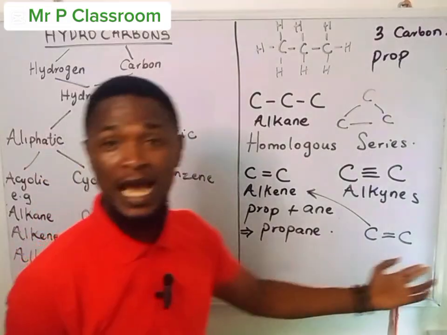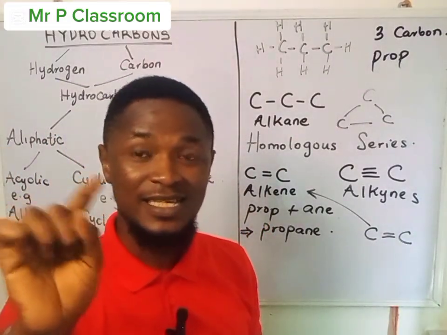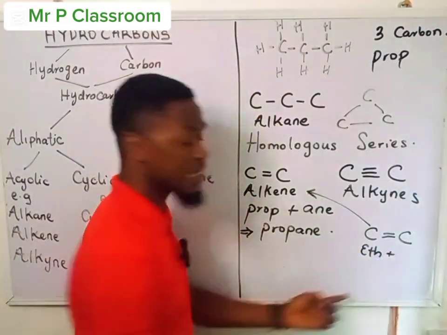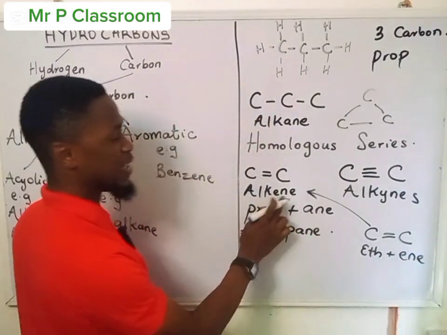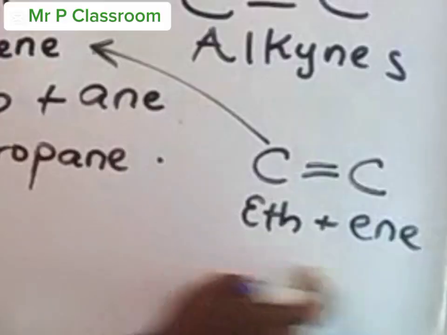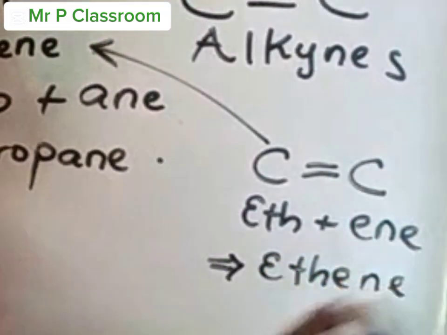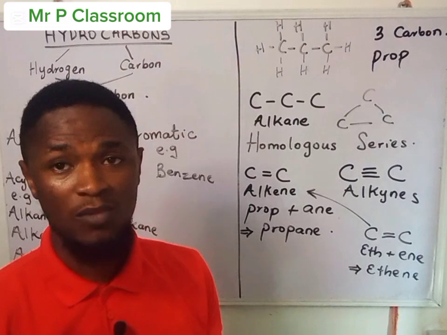Okay, but it has 2 carbons in the chain. 2 carbons is known as eth, ETH, eth. So if you mix eth with the homologous series ENE, the name will now be what? Ethene. So this is just the simple way of knowing the names of carbon compounds.